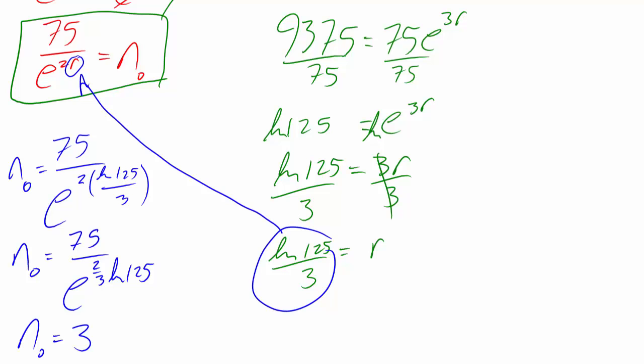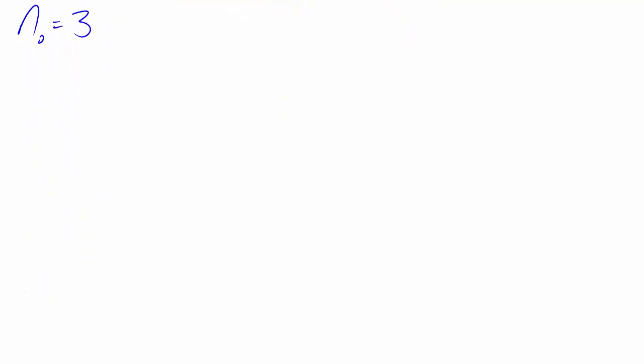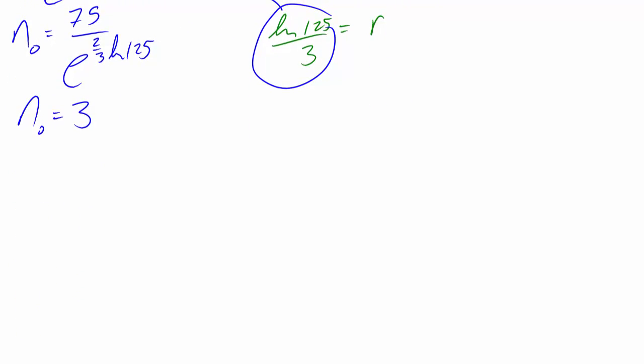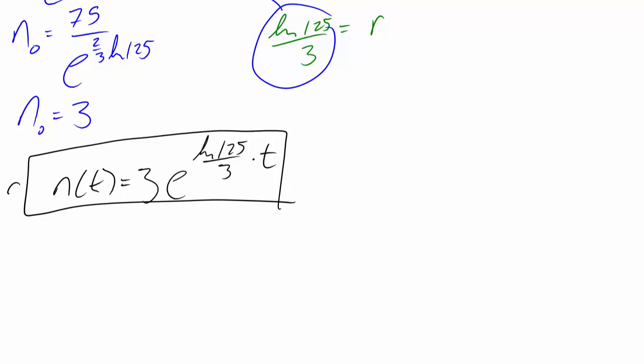So now we're going to put all of that information together. Oops, I don't want to scroll that far. So we have our r and we have our n sub 0. So now we're going to put this formula together. So we know that n of t is going to equal our n sub 0, which is 3, times e to the r, which will be our natural log of 125 over 3 times t. So that is our formula, and that is the answer for our part A.